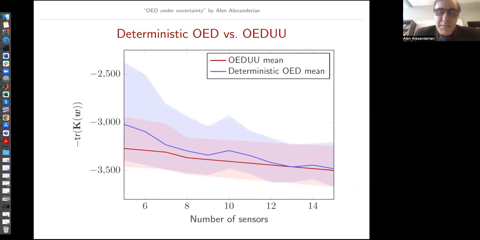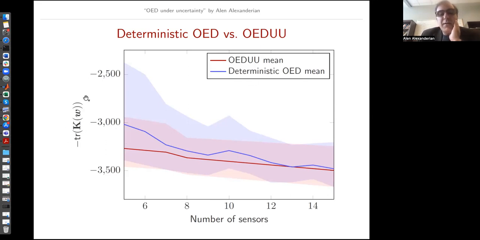Now, another experiment, and this is possibly a little bit more interesting and important to test. At the end, when we solve the inverse problem, we don't know what the velocity field would be. If you compute a design and you go ahead and solve the inverse problem, you quantify posterior uncertainty corresponding to data coming from some velocity field. So here, what we have calculated is the trace of this K corresponding to the OEDUU design and the deterministic OEDs with many samples.